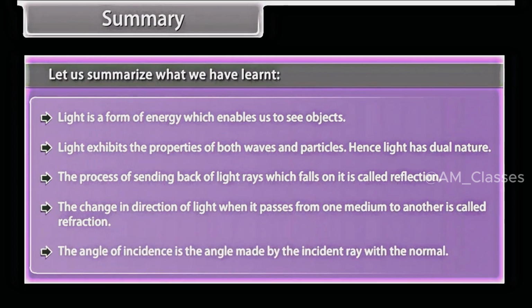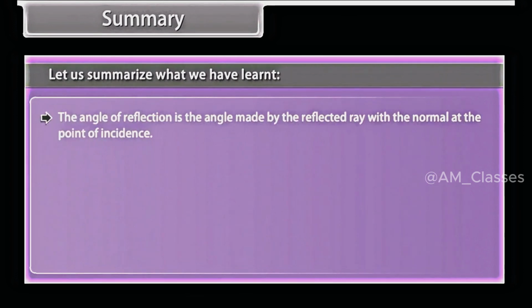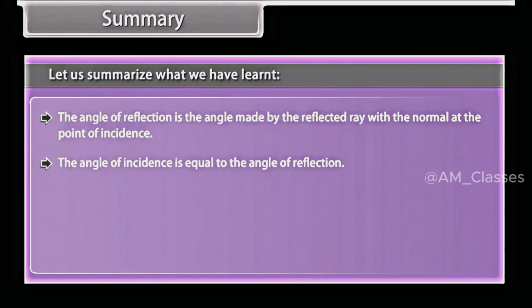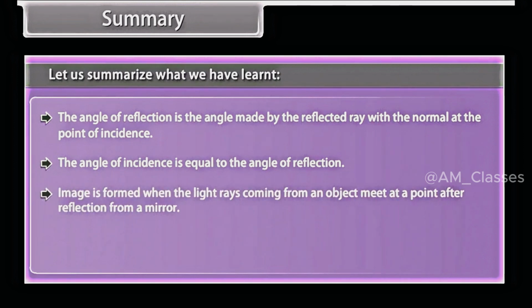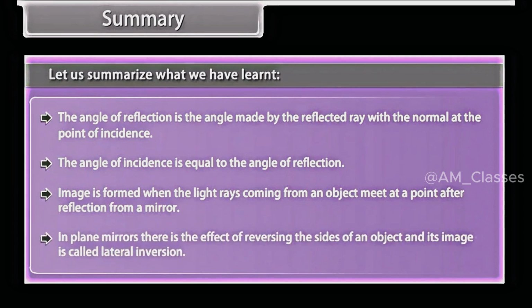The angle of incidence is the angle made by the incident ray with the normal. The angle of reflection is the angle made by the reflected ray with the normal at the point of incidence. The angle of incidence is equal to the angle of reflection. Image is formed when the light rays coming from an object meet at a point after reflection from a mirror. In plane mirrors, there is the effect of reversing the sides of an object, and this is called lateral inversion.